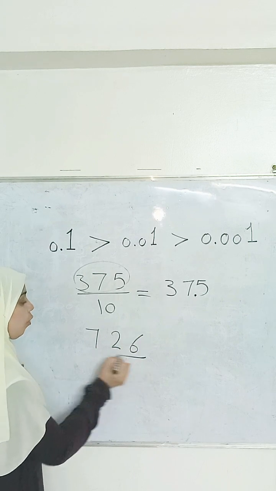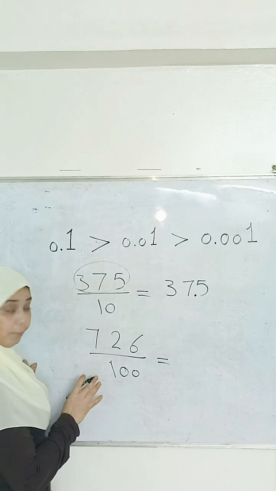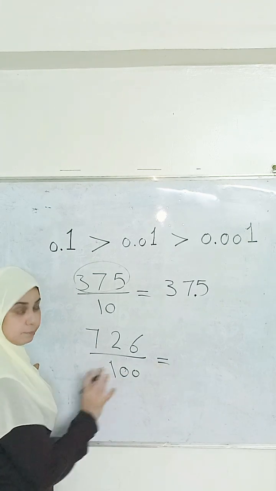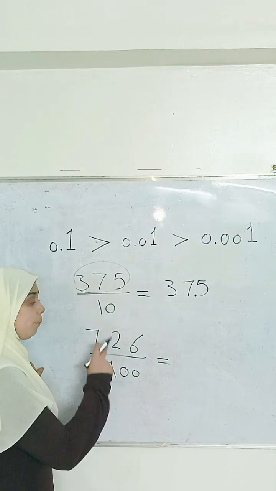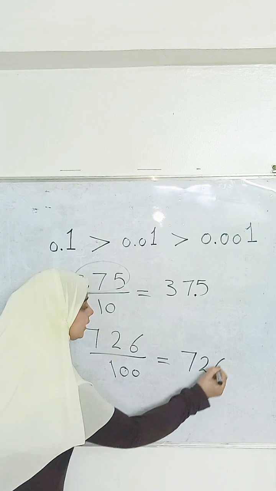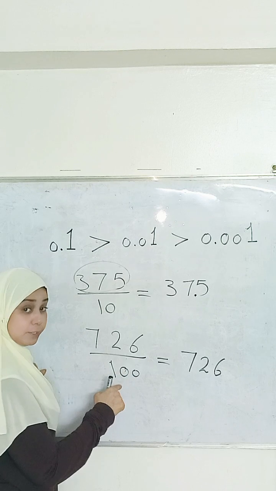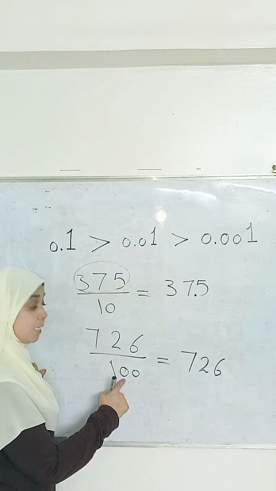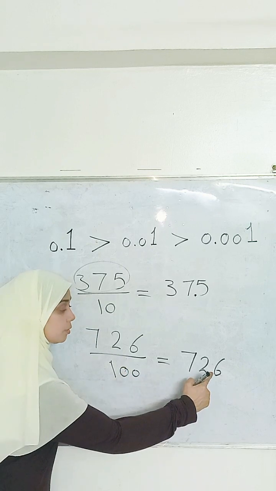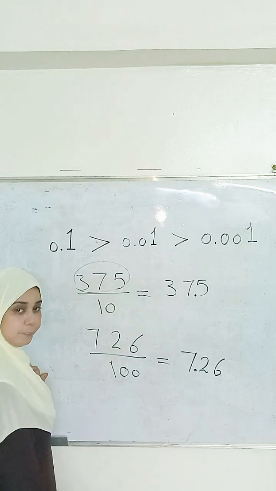Now 726 over 100. How can we convert this fraction to decimal? Step number 1, put down the numerator, 726. And how many zeros are under it in the denominator? 2 zeros. That means we will put the point after 2 digits: 1, 2. Yes, we will put it here.